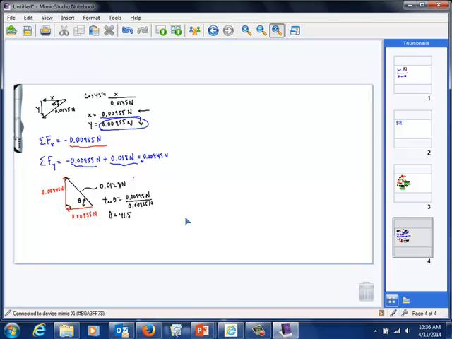And now I'm done. I know the force is 0.0128 newtons directed up and to the left, 41.5 degrees to the horizontal. So what that means is if I let that charge go, initially it's going to move in that direction. It's going to start moving up and to the left 41.5 degrees to the horizontal under the influence of a force of 0.0128 newtons.